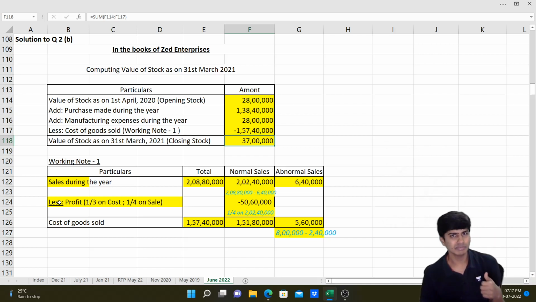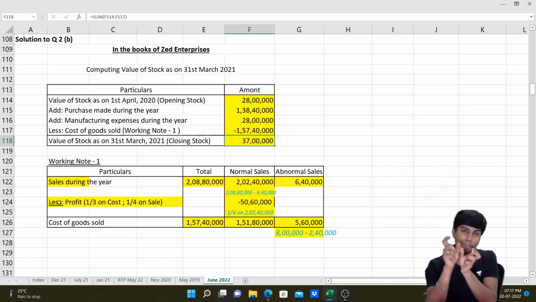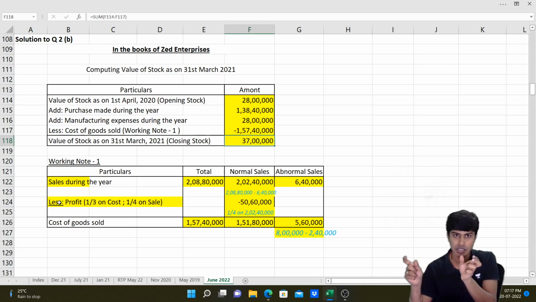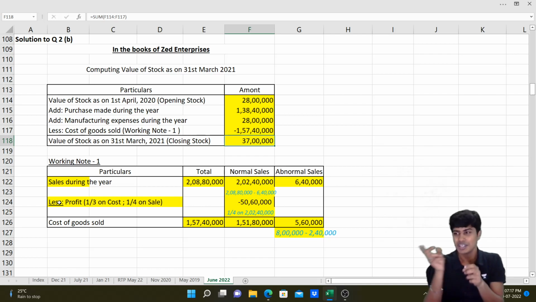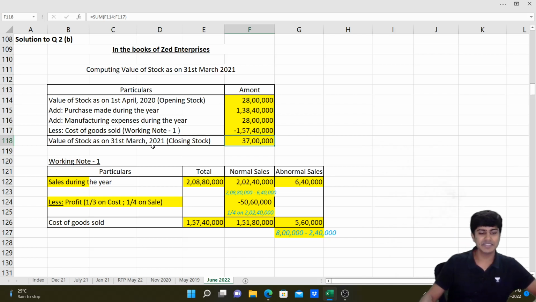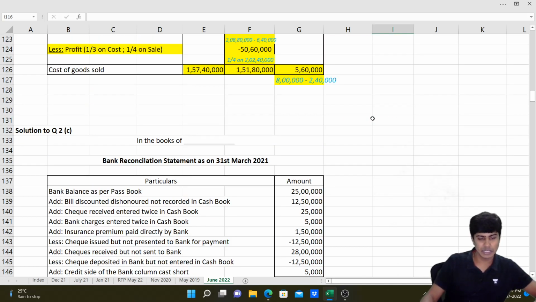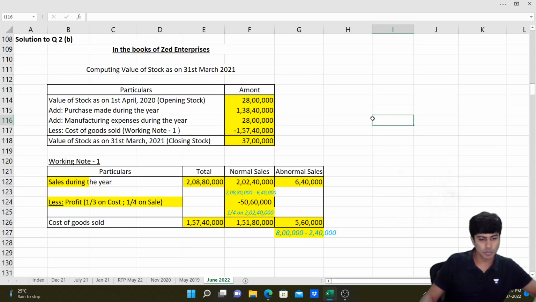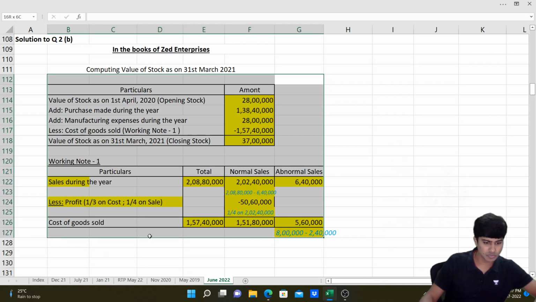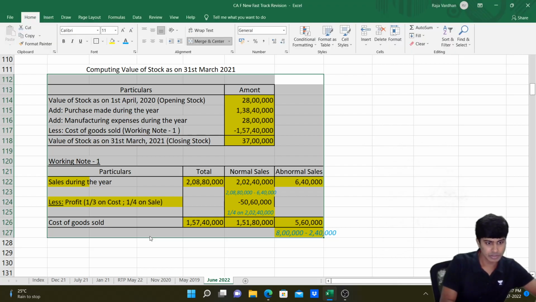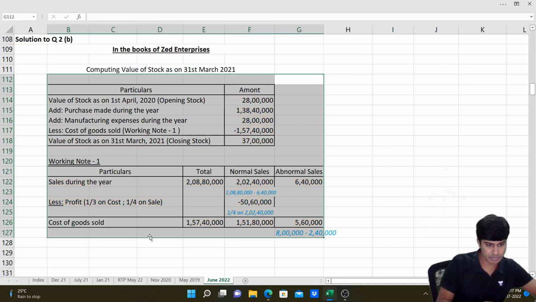A very easy one. The formula is opening stock plus purchase plus manufacturing expense minus closing stock is equal to COGS. So I just swap the place of closing stock and COGS. COGS comes this side, so COGS becomes negative. Closing stock would go that side. So answer is 37 lakh for this question on Z Enterprises. I hope you guys understood. I'll leave you with this for a small brief moment so that you guys can have a look.